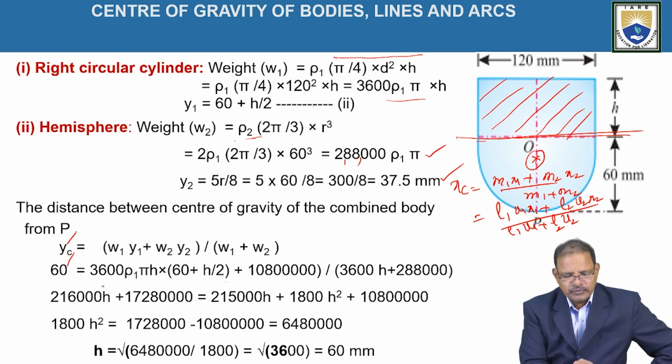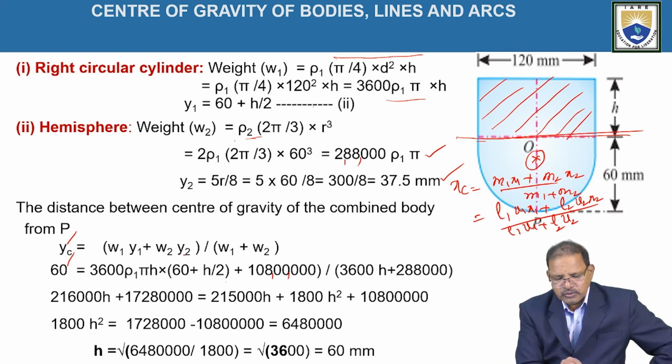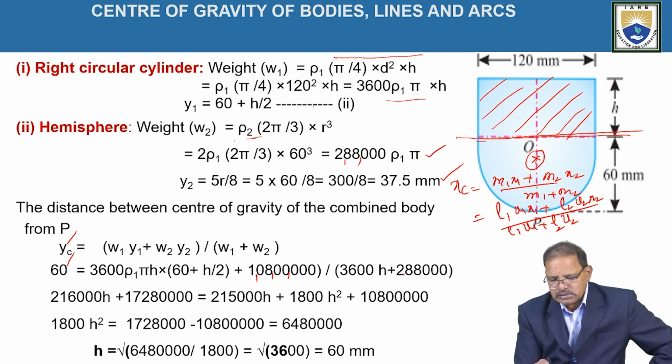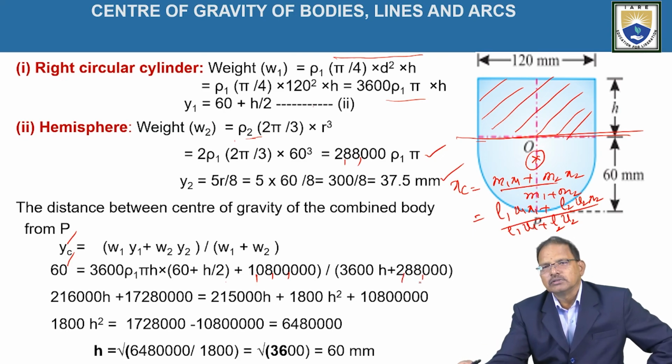plus W2 into Y2, whose value is given now, equal to 1 crore 80 lakhs, divided by 3600 H plus 2 lakhs 88,000.